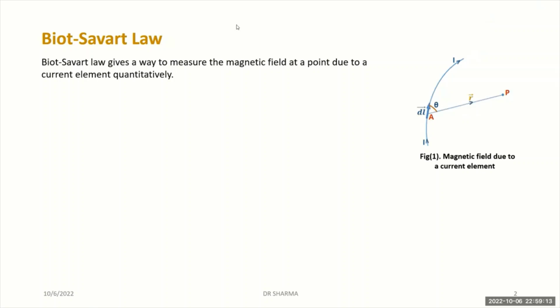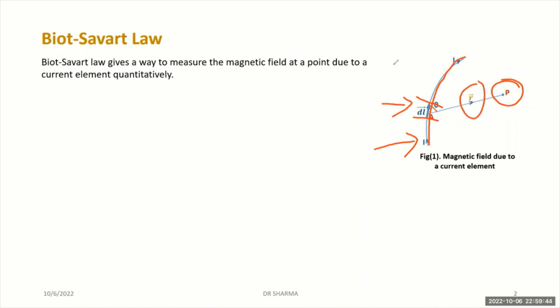Consider this figure. This is a current carrying wire. Here we have considered a small length dl that also carries the same current as the conducting wire. The magnetic field is calculated or given by Biot-Savart law at some distance from that current element.